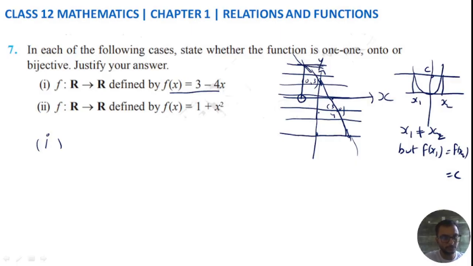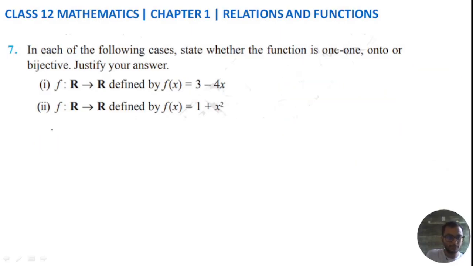So let's do it algebraically, if this question is asked for more marks. You got the idea graphically, right? That the first question, f of x equals 3 minus 4x, is 1-1 and onto both. So let's first show it is 1-1.